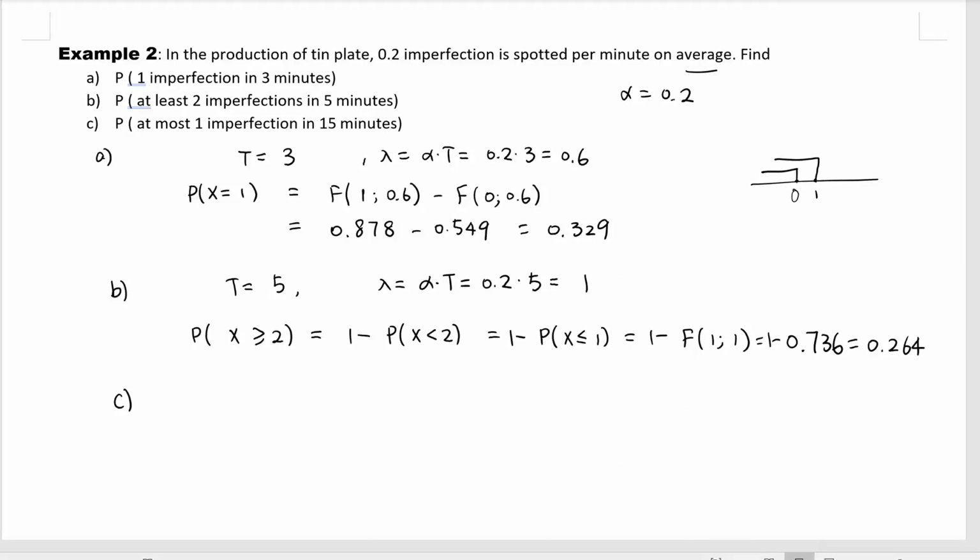Do you have the same answer? Good. And then next, at most 1 imperfection in 15 minutes. So the T is 15. Lambda is alpha times C, so 0.2 times 15 is, what is that? Well, that is 3, right? Okay, and at most 1 is what? Less than or equal to 1. Whoa, that's exactly what we want. So that's 1, and the lambda is 3.